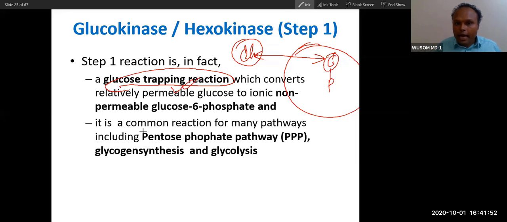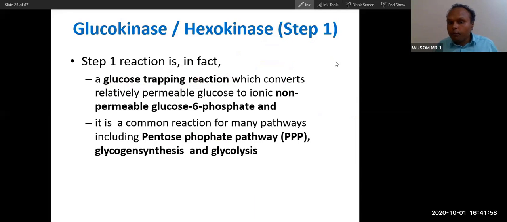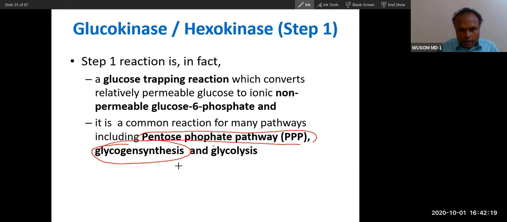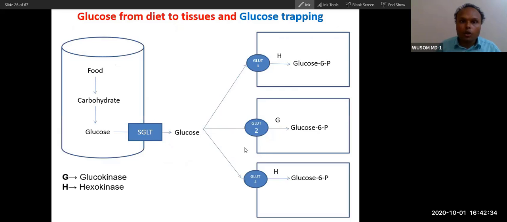And it is a common reaction for 3 pathways. It is not only the step for glycolysis, it is also a step for the pentose phosphate pathway, which we will talk about in MD2. It is also for glycogen synthesis, glycogenesis, both of which we will study in MD2. So this is the common reaction for these 3 pathways, because it is a glucose trapping reaction.